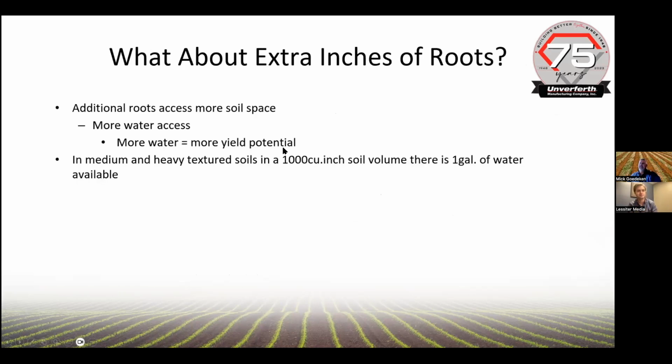Okay. So what about those extra inches of roots? Additional roots access more soil space, more water access. More water equals more yield potential. In medium to heavy textured soils, 1,000 cubic inches of soil volume holds another gallon of water available. And a gallon of water availability is important, especially when we hit seasons like we are in 2023.